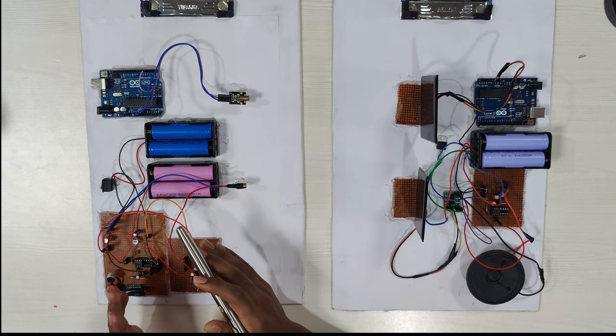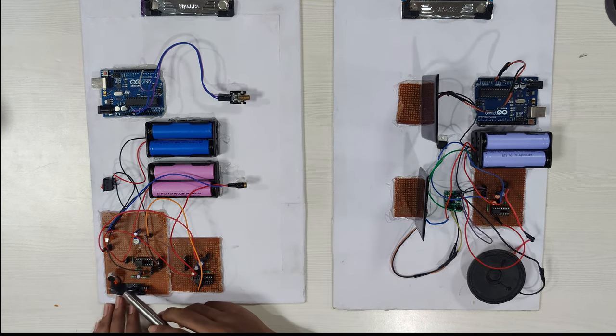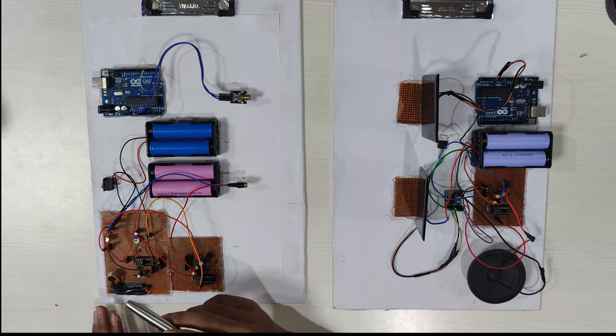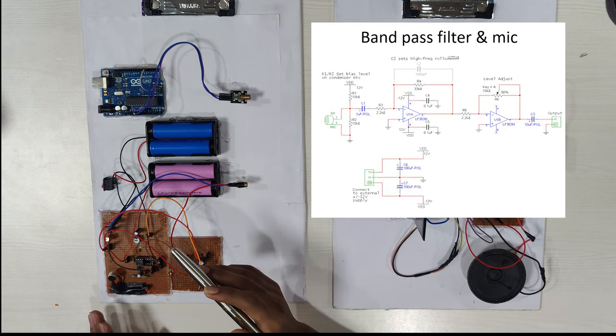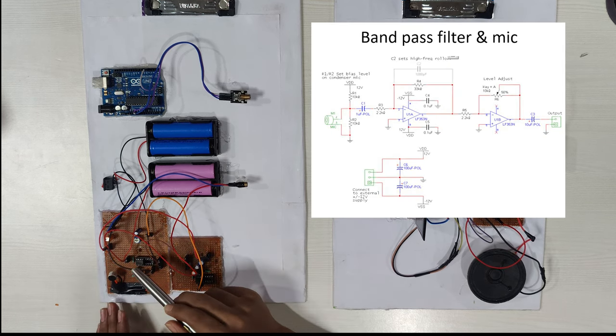Now moving to the audio transmission part. Here, to take input from the mic, we have designed a bandpass filter which will allow frequencies from 40 Hz to 30 kHz. Here this part of the circuit is the bandpass filter.